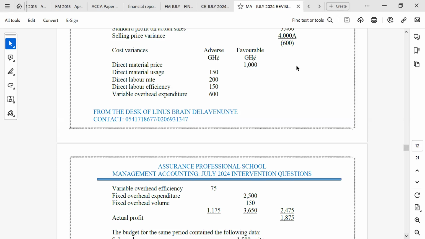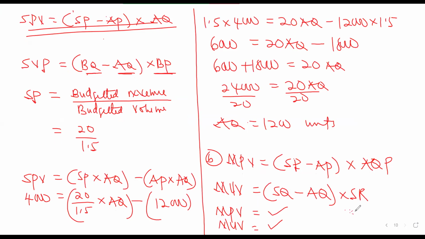If we want to use the material price variance, we need a standard price and the actual price, so that we can get the actual quantity purchased or used. If we want to use the material usage variance, we need a standard quantity. We are calculating the actual quantity, so we need a standard rate. Let's see which of these we can get information on to be able to do this.